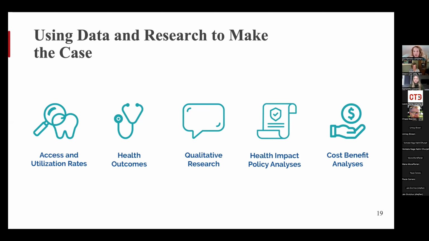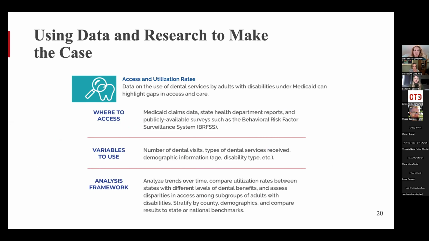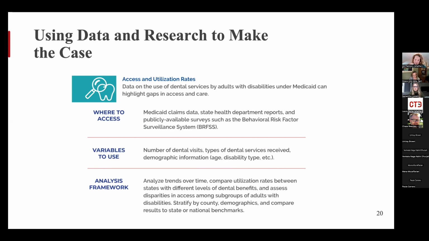So I'm going to share one example here. We can go to the next slide and look at what that looks like within the toolkit. If we want to talk about access and utilization rates, where could we find data on that? We can look at Medicaid claims data, state health department reports, and other publicly available surveys such as BRFSS. When we're looking at the data, some of the variables to use are the number of dental visits, the types of dental services received, and demographic information such as age and disability type. As an analysis framework, we can look at trends over time, compare utilization rates between states with different levels of dental benefits, and look at the disparities.